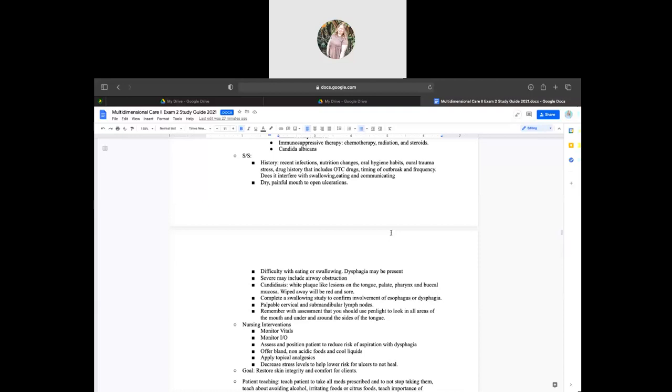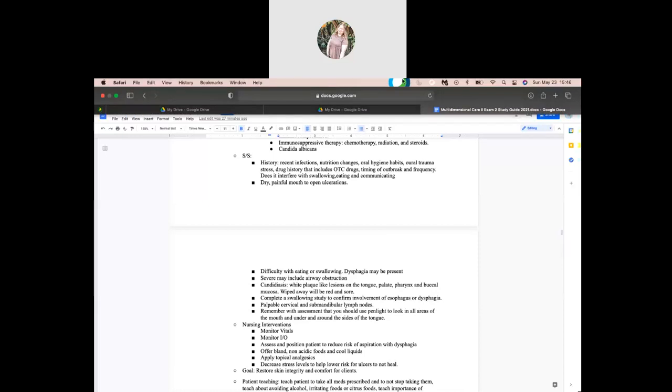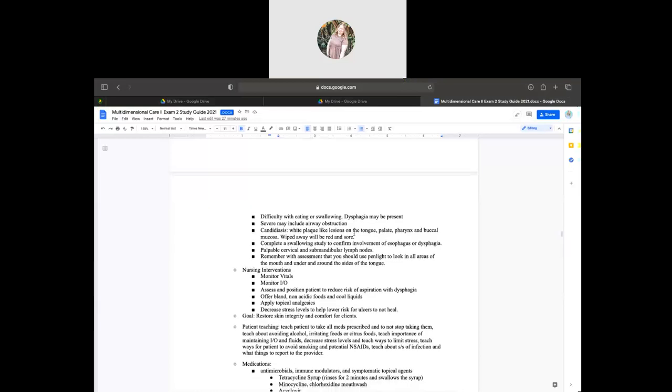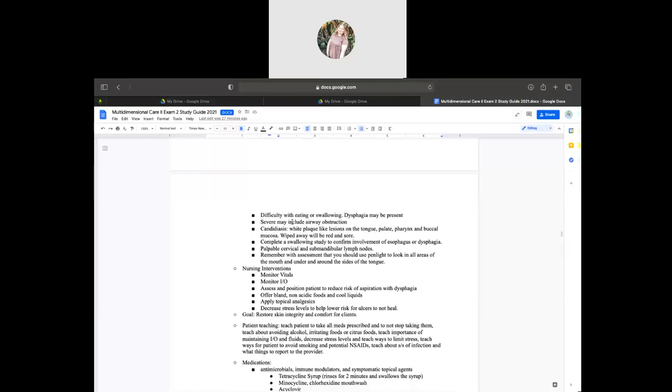If they have a candidiasis infection, they'll have white plaque-like regions around their mouth and their tongue. You've seen what candidiasis looks like. It kind of looks like a yeast infection. It's from a fungus. Often it can be wiped away, and it might be red and sore. They might have palpable cervical and submandibular lymph nodes because they have an infection somewhere.